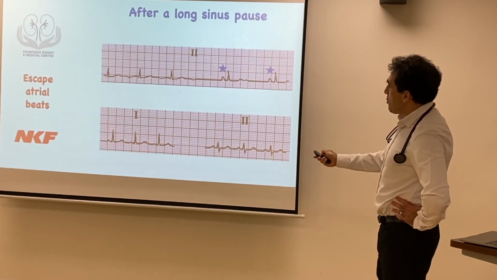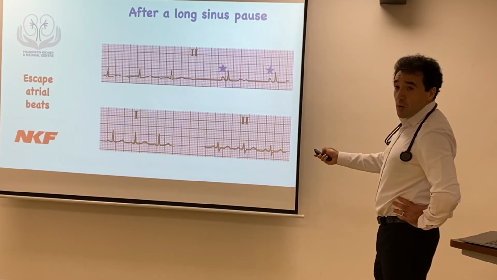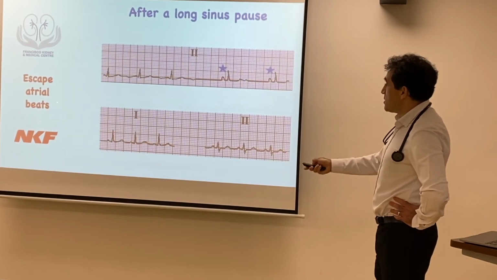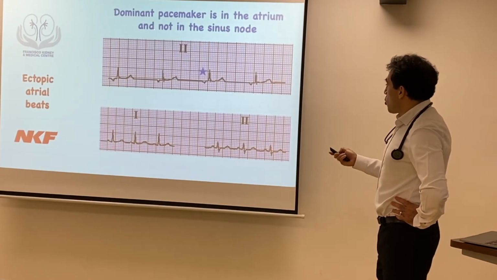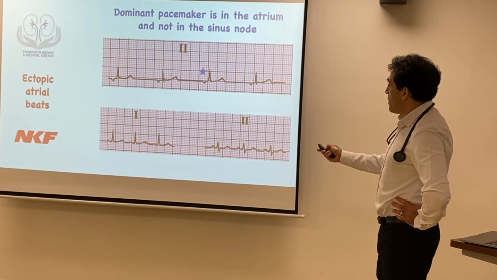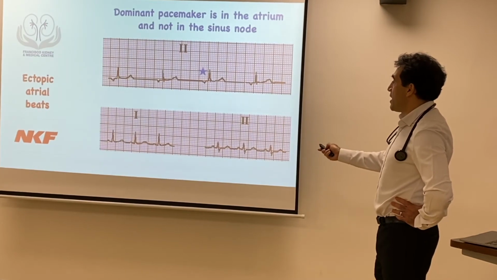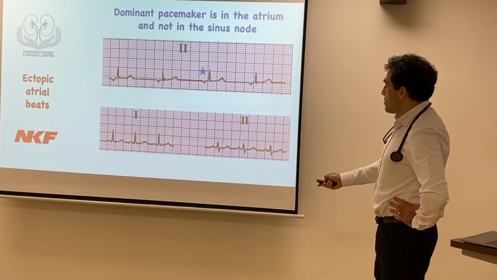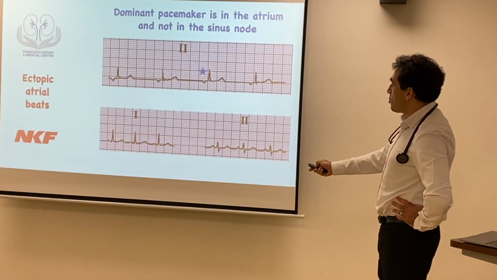After a pause, there was a long sinus pause here. Suddenly this takes over, and then there is the escape beat. It can be ectopic atrial beats. So the pacemaker is again in the atrium, and you see the P waves are totally different. It comes from the atrium, not generated in the node, and the atrium contracts nicely.